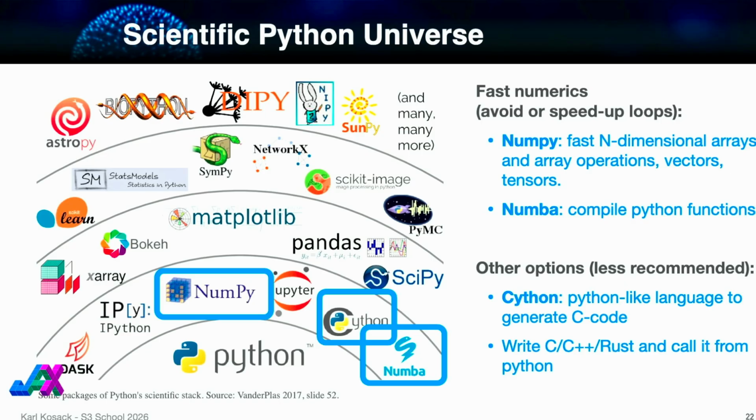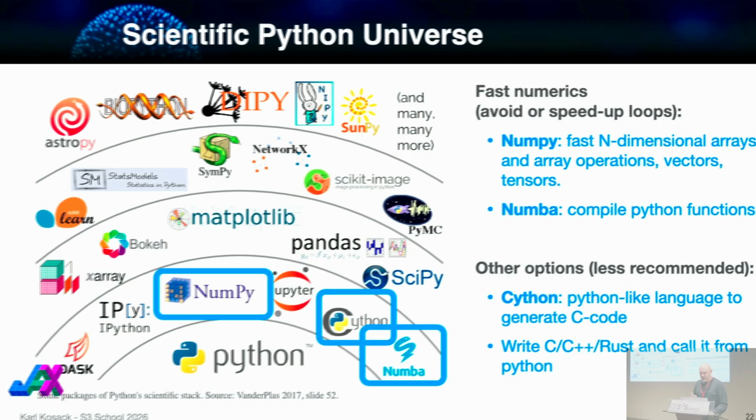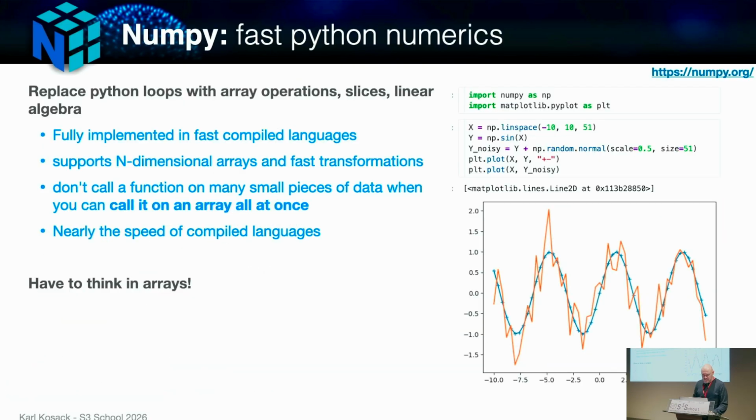But you can also write code in C or C++ or Rust or some other language, and then call it from Python if you really want to have Python as your high-level interface. And I'll show you some of that as an example. But NumPy, I think, is the standard way to make things fast, right? So as I said, you want to get rid of for loops. You want to try to think in vectors, or arrays, or n-dimensional arrays. And that's where NumPy excels.